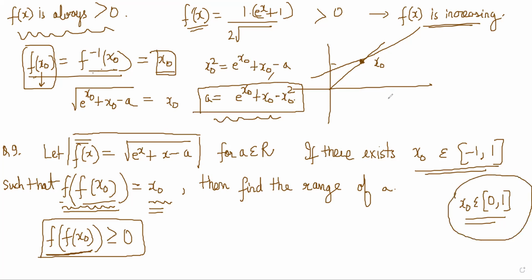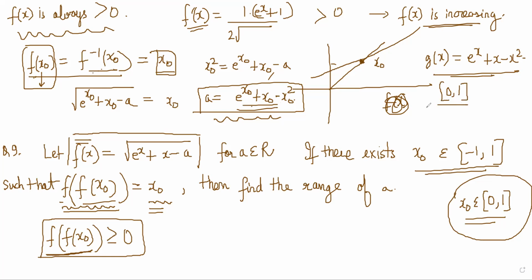So it's like finding the range of another function, f of g of x. g of x is my function, which is e power x plus x minus x square. That is my a. a is looking like that function. You have to find the range of that, and x belongs to 0 to 1. You have to find the range of this.